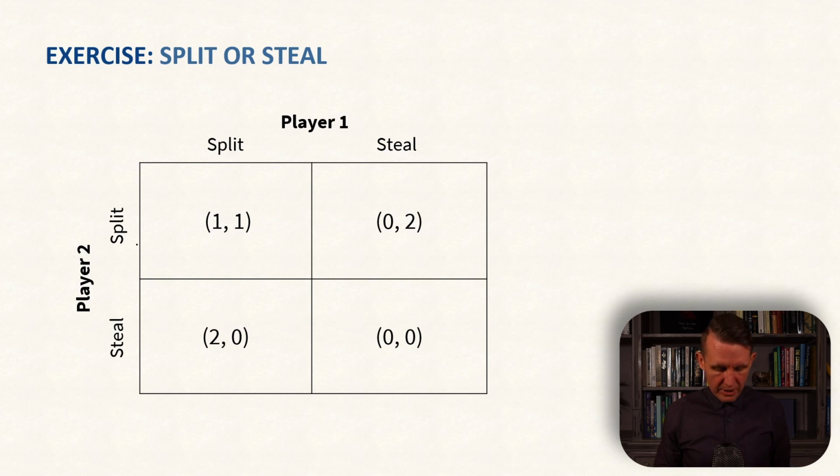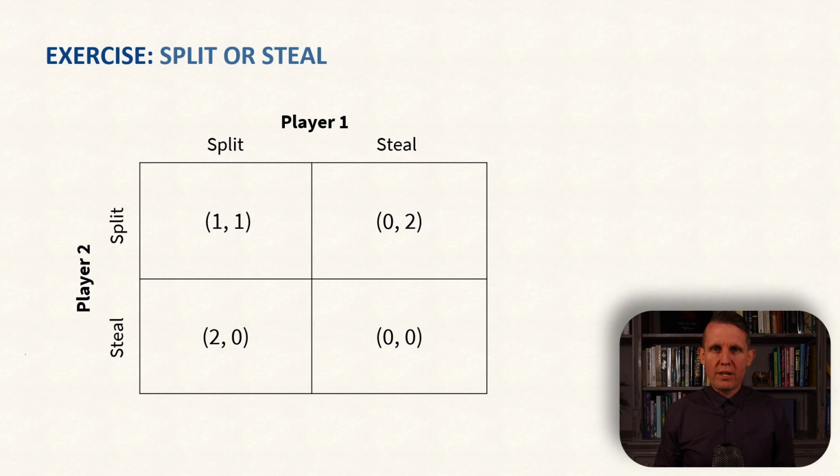If both players split the prize money, they share the prize money, which we model as them getting a payoff each of 1. On the other hand, if one player decides to split the prize money and the other decides to steal it, the one who steals it gets all of the prize money and the one who decides to split it gets none, and vice versa. Finally, if both the players decide to steal, they each go away with nothing.